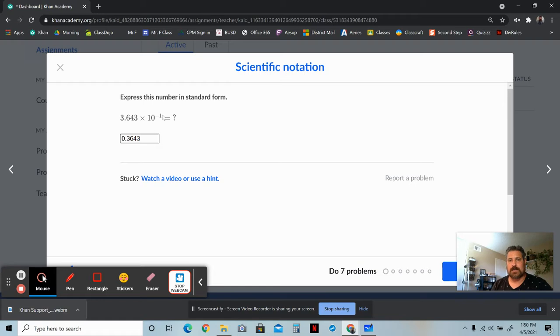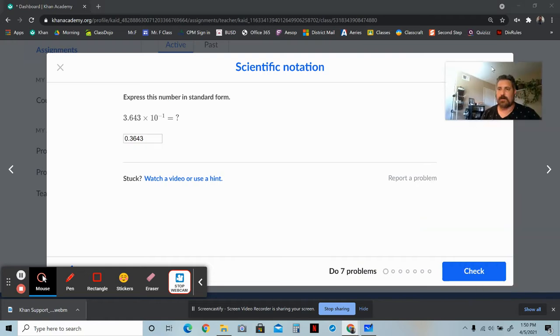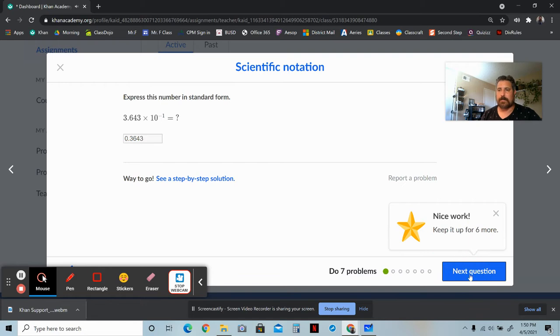All right. There's a shortcut to this negative 1 exponent. Another way to think about it is that you've got this 0 in front and then the decimal, right? So that's another way to look at it. All right. Let's just go to the next one.